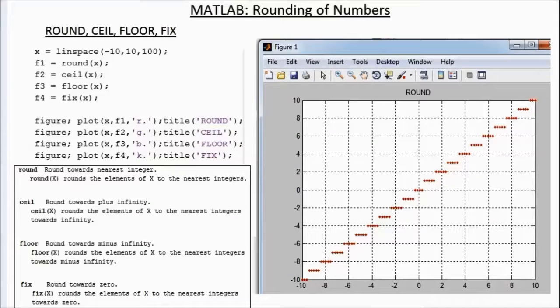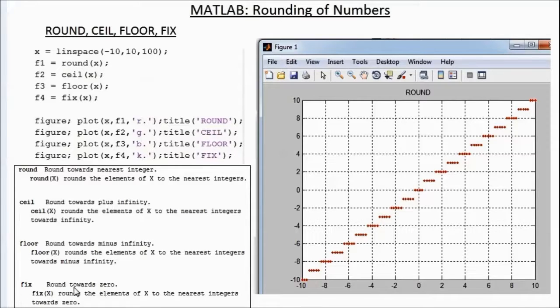Let's look at MATLAB's rounding of numbers. The four commands round, ceil, floor, and fix do the rounding of numbers in MATLAB. They do this rounding through different approaches or different methods. The round command rounds towards nearest integer. The ceil command rounds towards plus infinity. The floor command rounds towards minus infinity. And the fix command rounds towards 0.